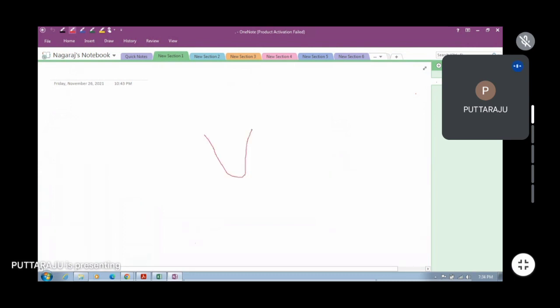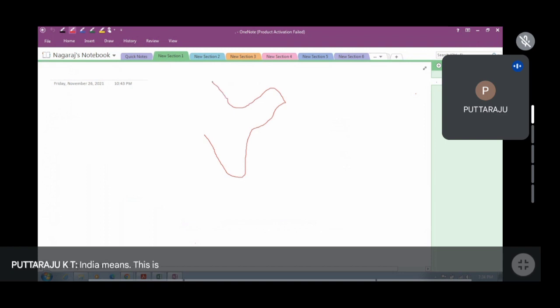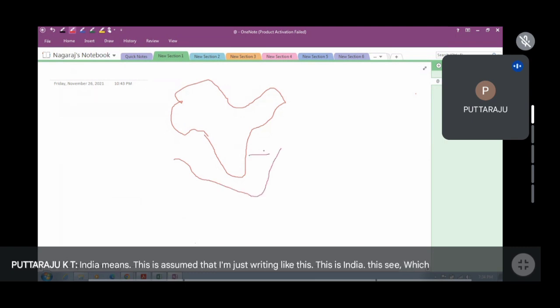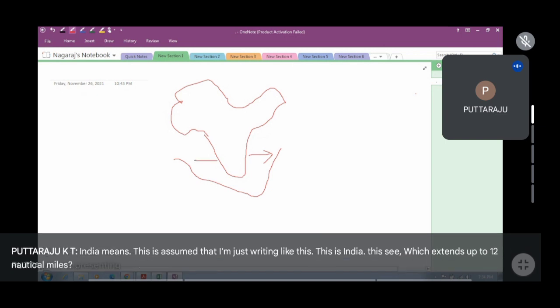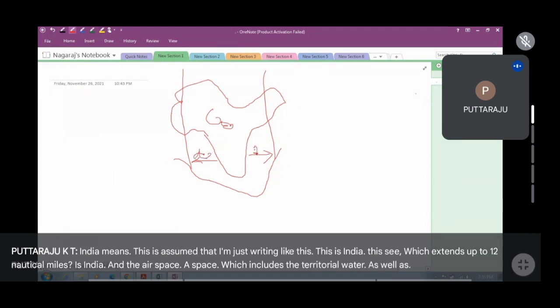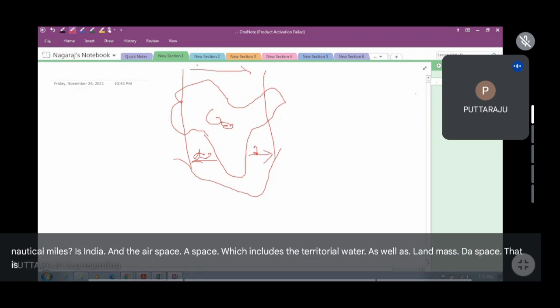India means, assume that I'm just writing like this. This is India. The sea, which extends up to 12 nautical miles, is India, and the airspace, which includes the territorial water as well as land mass, the airspace, that is also India.